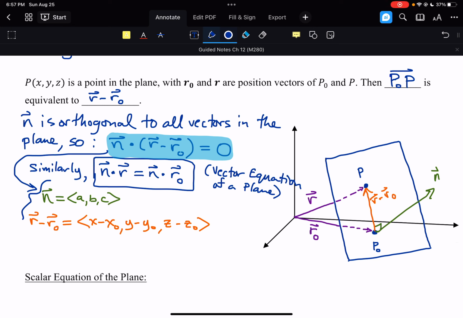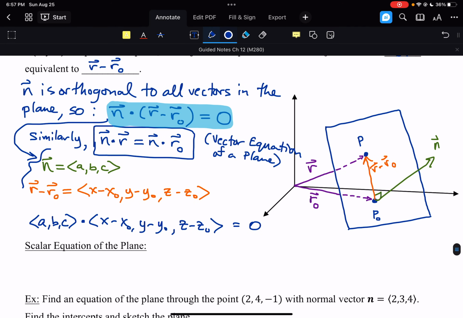So if we take those, put them in this form, we get ⟨a, b, c⟩ dotted with ⟨x − x₀, y − y₀, z − z₀⟩ equals 0. Then perform the dot product. You multiply the corresponding components and then add everything together. So we get a times (x − x₀) plus b times (y − y₀) plus c times (z − z₀) equals 0.